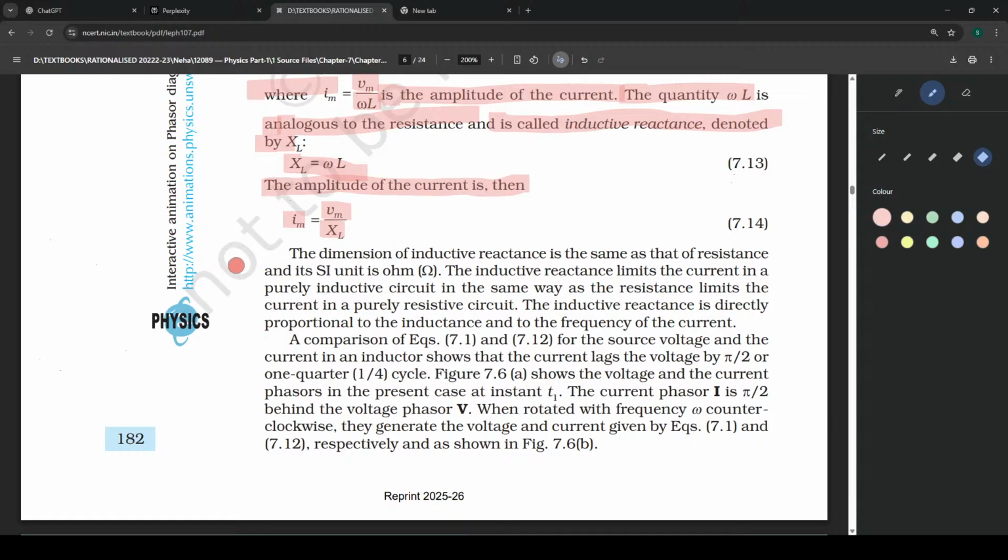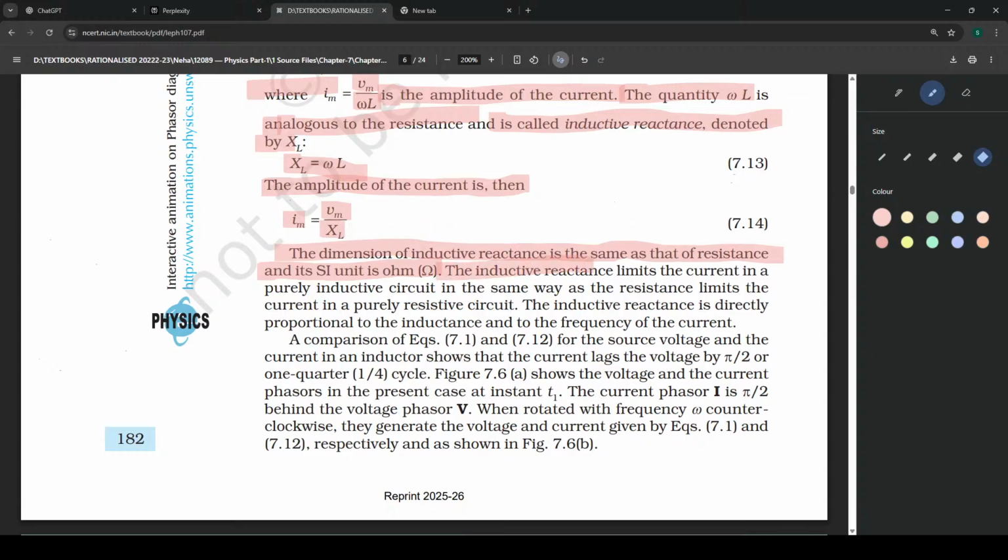The dimension of inductive reactance is the same as that of resistance, and its SI unit is ohm. It is also a resistive force. We don't need a separate unit for it. It is also called ohm, and its dimension is also the same as resistance.